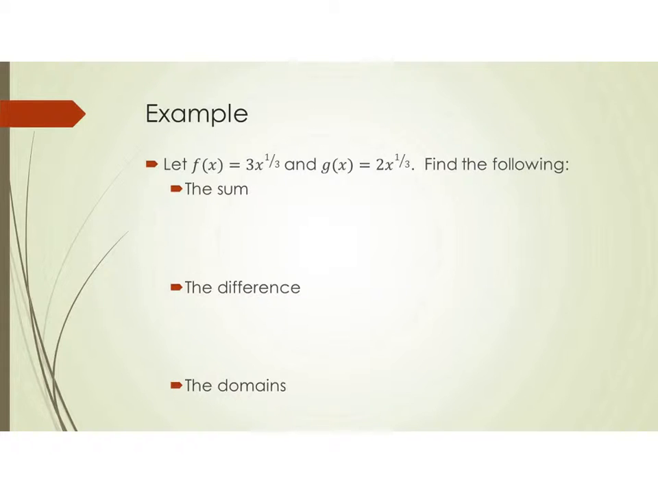So here we have two functions, f and g, and we want to add them and subtract them. So when you do this, you want to make sure to write them out. So 3x to the 1/3 plus 2x to the 1/3. Well, if I have 3 of something plus 2 of the same thing, it's probably going to be 5 of those things. So it's just 5x to the 1/3. Their difference, 3x to the 1/3 minus 2x to the 1/3. Make sure you don't switch the order if you're subtracting. So you're going to have 1x to the 1/3.